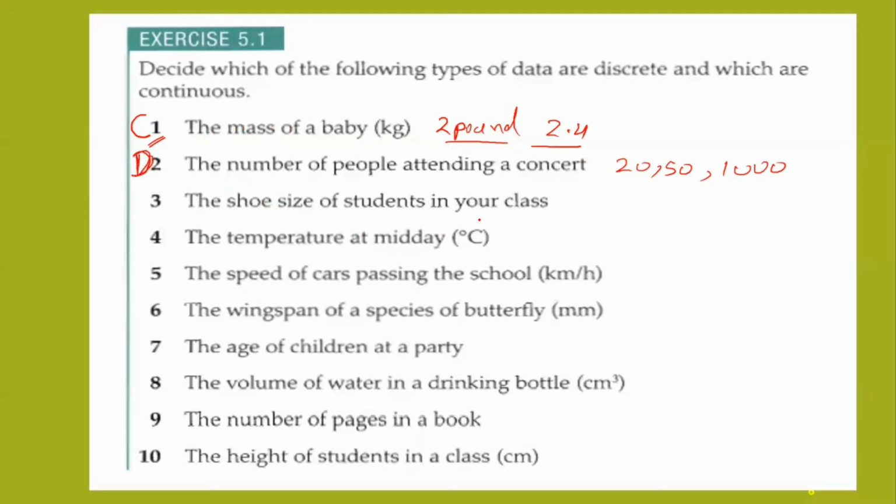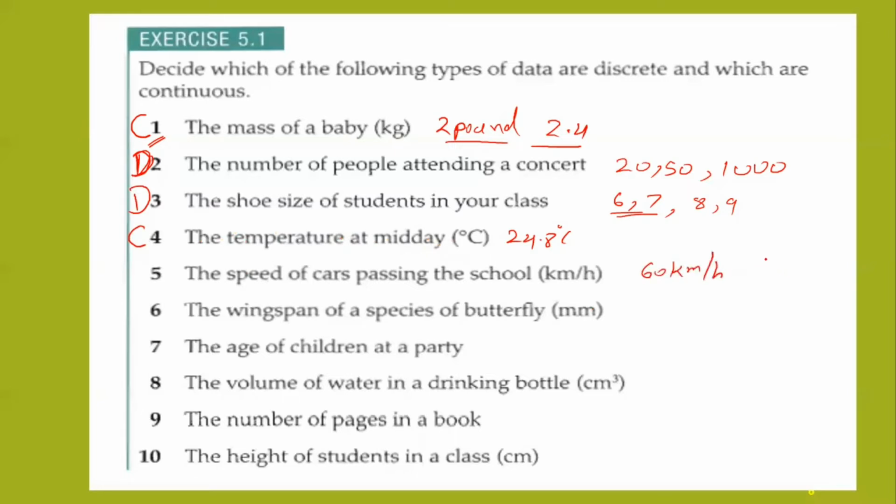The shoe size of your class, we always say my shoe size is 6, my shoe size is 7. It is never a half. It is never in decimals, right? It can be 8, it can be 9. So this is again discrete data. It can be counted. The temperature at midday can be measured. It can be 4.5, it can be 12.5 degrees Celsius, it can be 24.8 degrees Celsius. That is why this can be measured, so it is continuous data. The speed of the cars can vary. You can have 60 kilometers per hour.